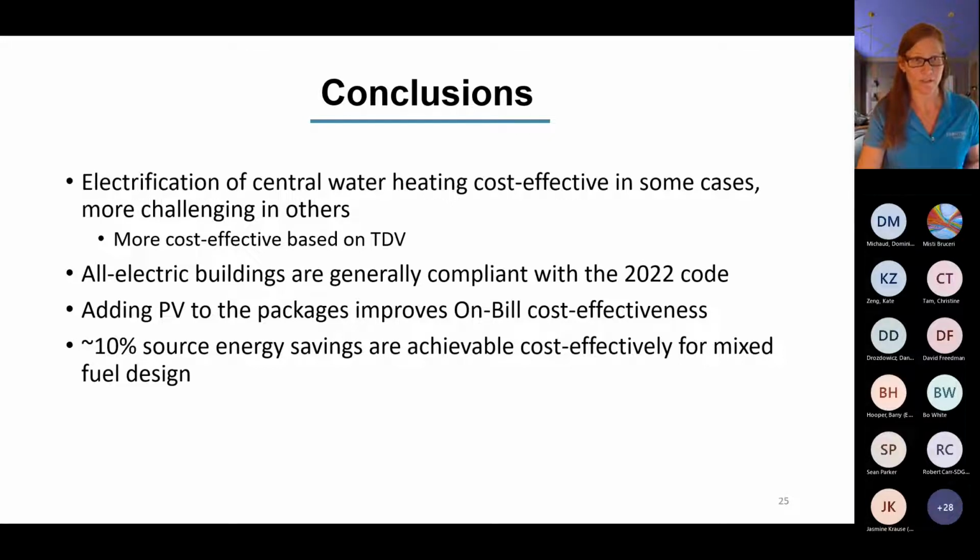But all-electric buildings are generally compliant with the 2022 code. We did not have that throughout the 2019 code cycle, so that's a step forward. Adding PV improves on-bill cost effectiveness based on today's tariffs. For jurisdictions that are looking at an all-electric preferred and want to have an option for mixed fuel, we do have a battery, PV, efficiency package that achieves about 10% source energy savings and is cost effective.